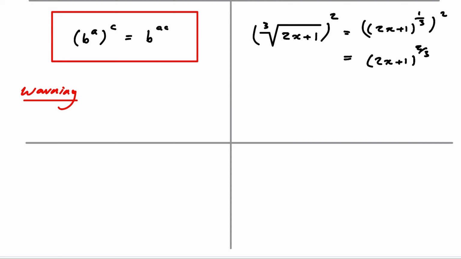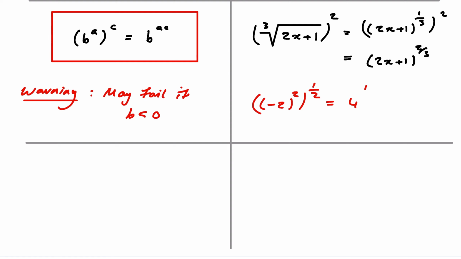This may fail if b is negative, right? It may not be true. So let's just do a super simple example. Let's do minus 2 squared, square root. So does this make sense? Well, minus 2 squared is 4. Square root of that is always the positive. Remember, it's equal to 2.